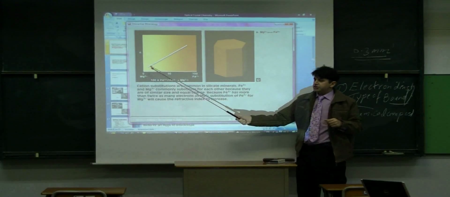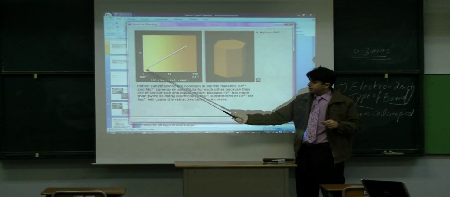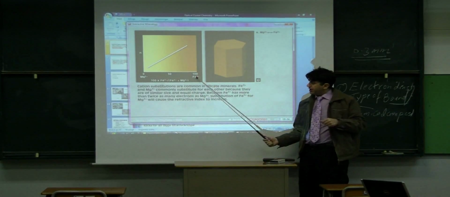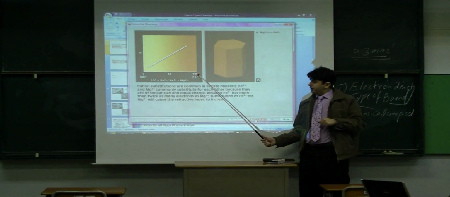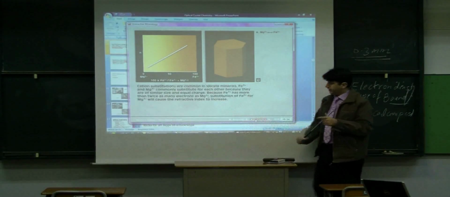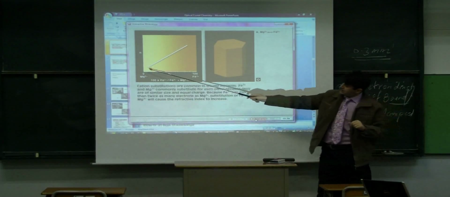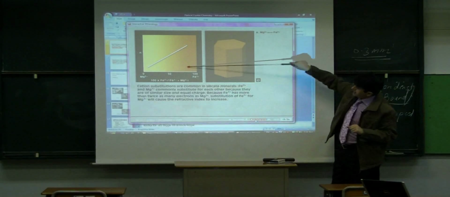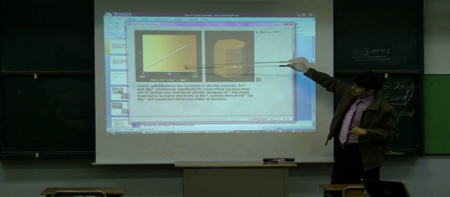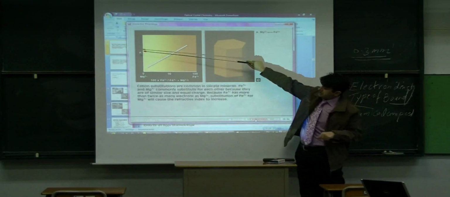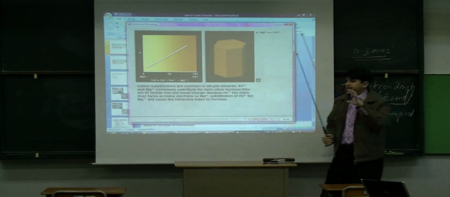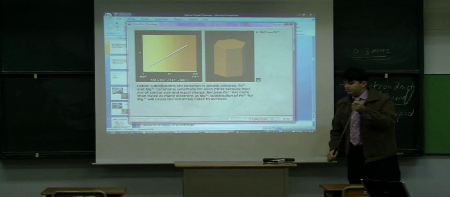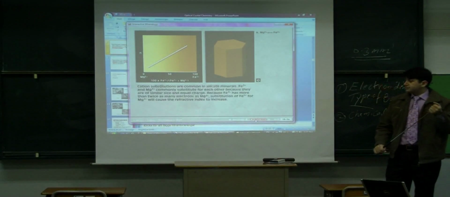Here we have Mg2+. The concentration in this corner for Mg is 100, here is 0. And for Fe it is opposite: Fe here is 100, here is 0. You see, there is a positive correlation with increasing the amount of Fe. The refractive index of olivine mineral increases.